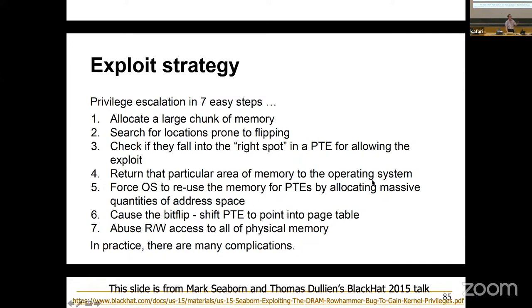So as a user, you can actually learn a lot about memory and then return it to the operating system. And the operating system allocates a page table entry over there later, right? And then you exploit that. And then you force the operating system to reuse the memory for PTs by allocating massive quantities of address space, like we discussed earlier. And then you cause a bit flip using RowHammer. That shifts the page table entry to point to the page table and then you abuse the read-write access to all of physical memory. At this point, you are root, basically. Clearly, in practice, there are many complications, as they see.